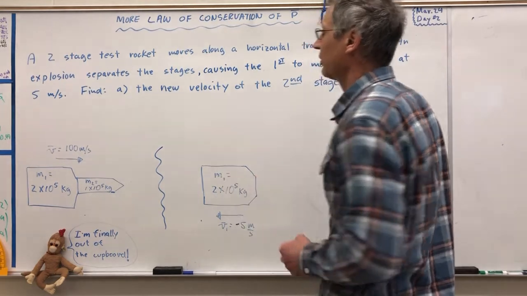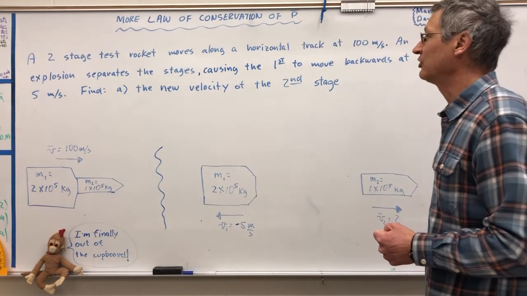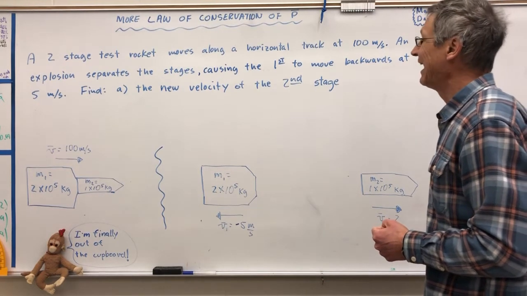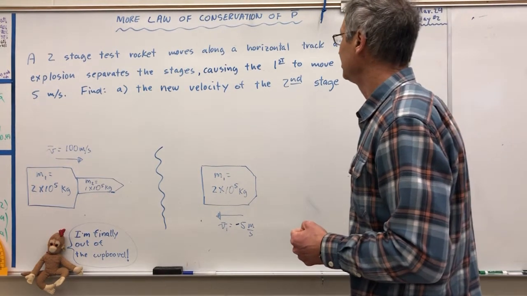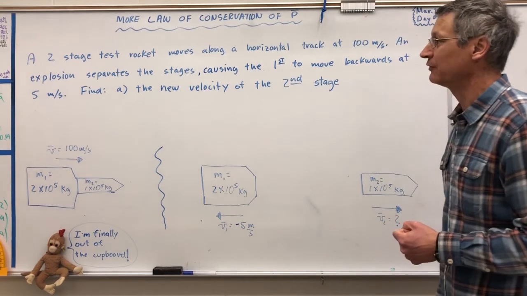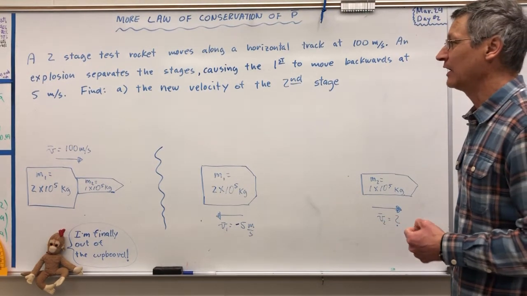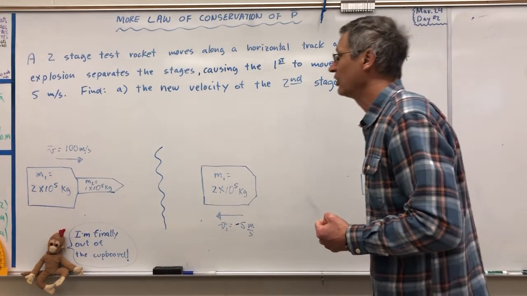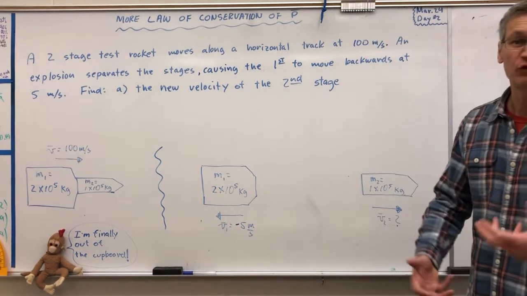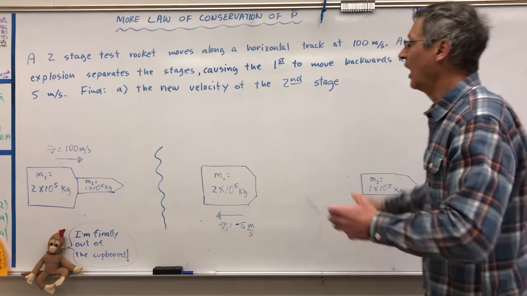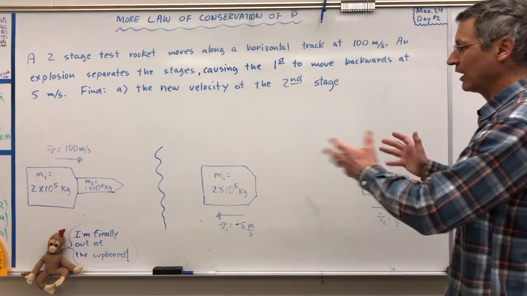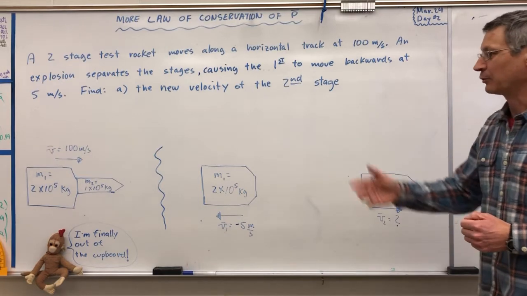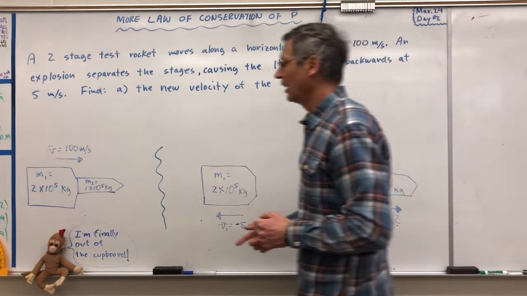So let's look at our example. It says a 2-stage test rocket moves along a horizontal track at 100 meters per second. An explosion separates the stages, causing the first to move backwards at 5 meters per second. And find A, for starters, the new velocity of the second stage. So standard approach to any problem, get the information that you're given down onto a diagram, and that's what I have here.